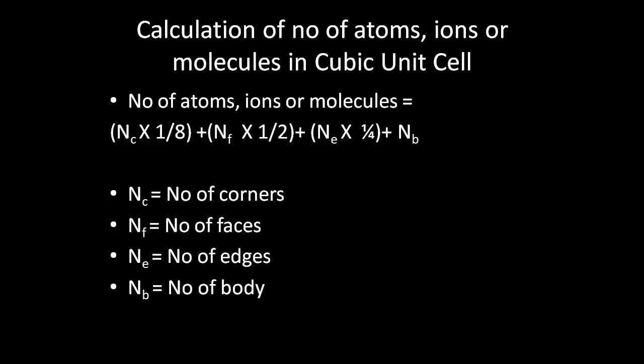And Nb means number of body, but there a full form of atom is placed. So the contribution of atom is 1. So we never put the number 1 in this formula.